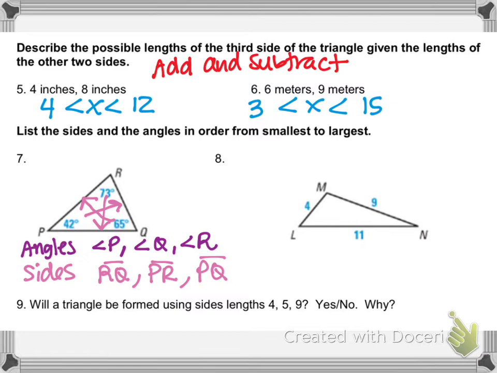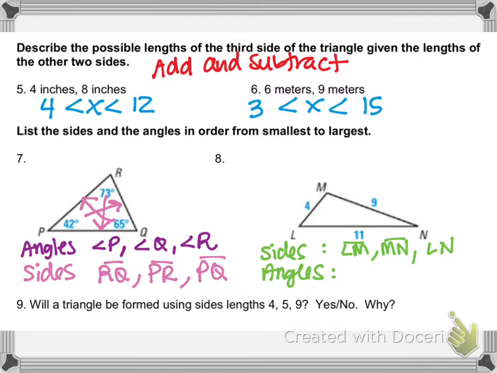All right, number 8, I'm going to start with the sides just because that's what they give me. And then I will do the angles. So the sides, smallest to largest. So LM would be the smallest. The middle would be MN. And the biggest would be LN. So that's just simple.